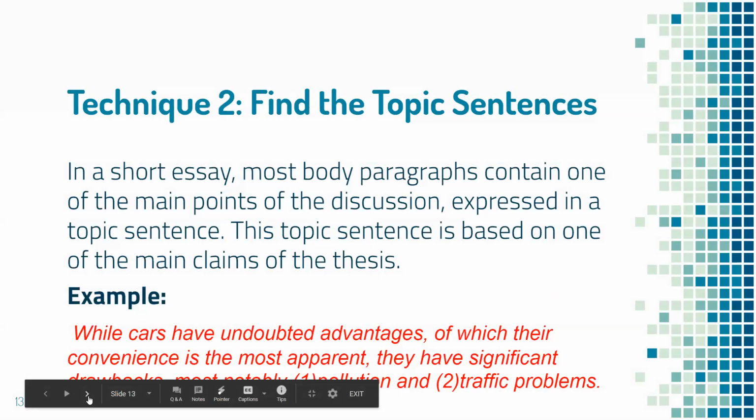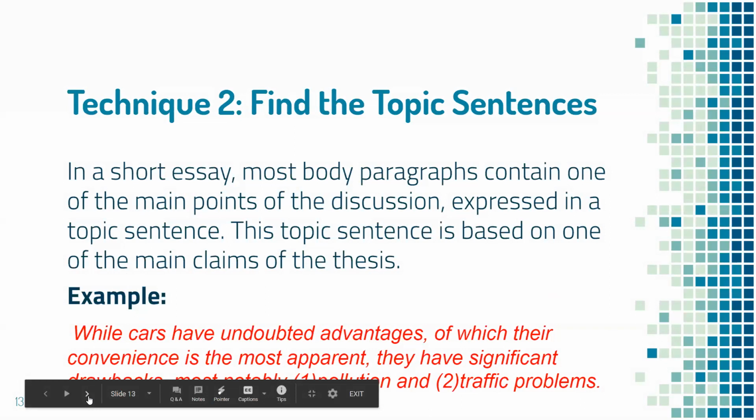In a short essay, most body paragraphs contain one of the main points of the discussion, expressed in a topic sentence. And so now we're focusing on the body of the essay. The essay usually has an introduction, a body where the main arguments are presented and supported, and then you have the conclusion. We are going to focus a bit on the body paragraphs.